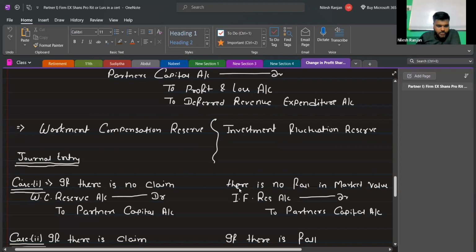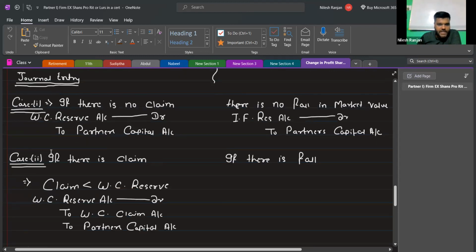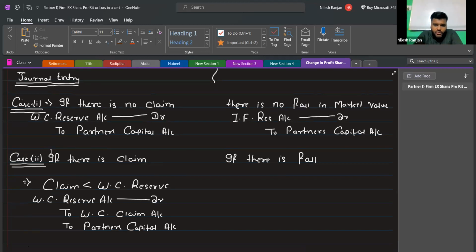After that, the workman compensation reserve and investment fluctuation reserve concept is given. You can see the journal entry. There are different cases related to workman compensation reserve. These are previous chapter concepts, that's why I'm going a little quick here. But if you have any doubt, you can ask a question and I will revise that concept. Do you have any doubt in this concept of reserve? No, sir, it's fine. Okay, good.